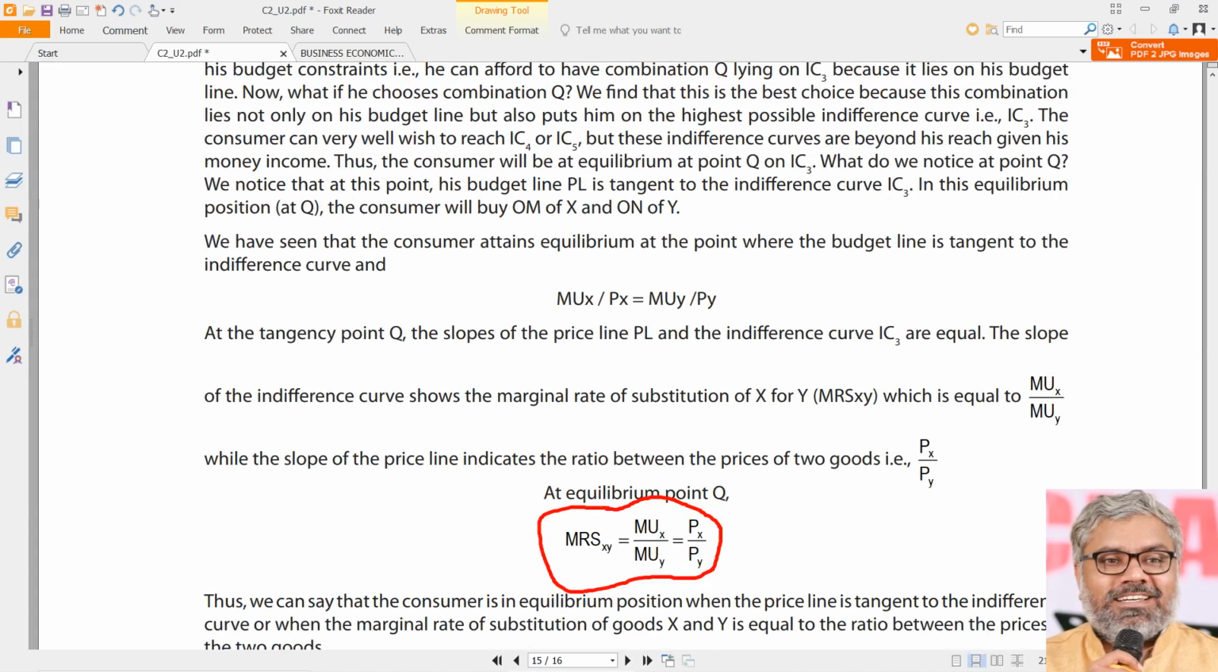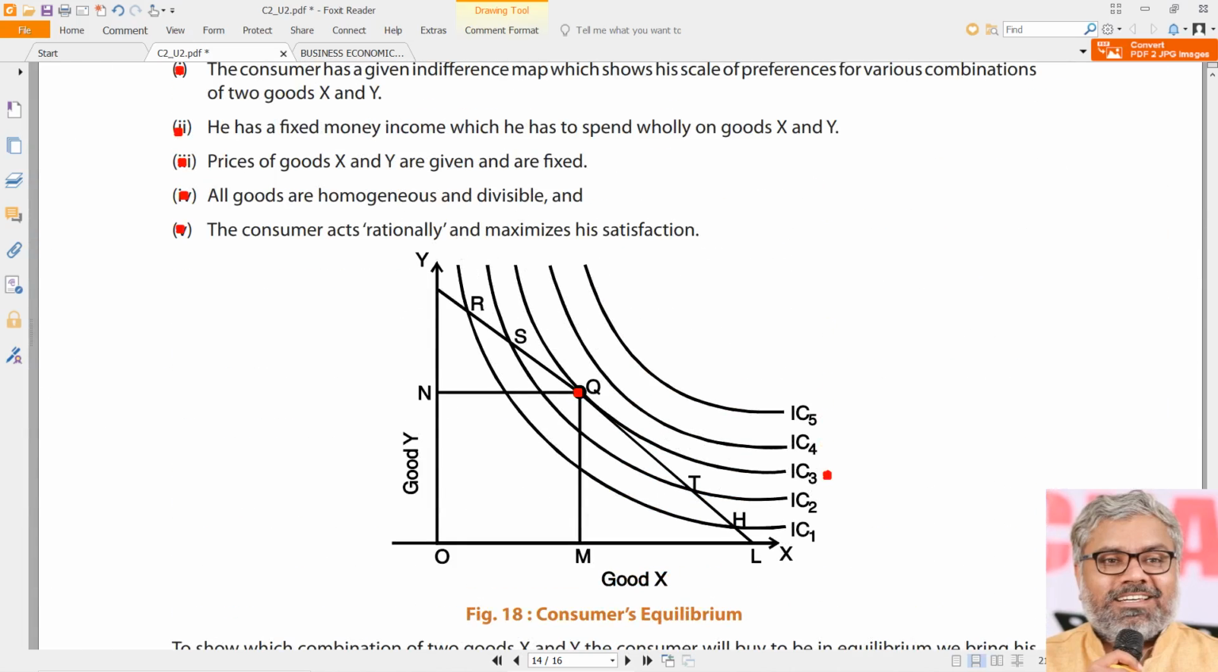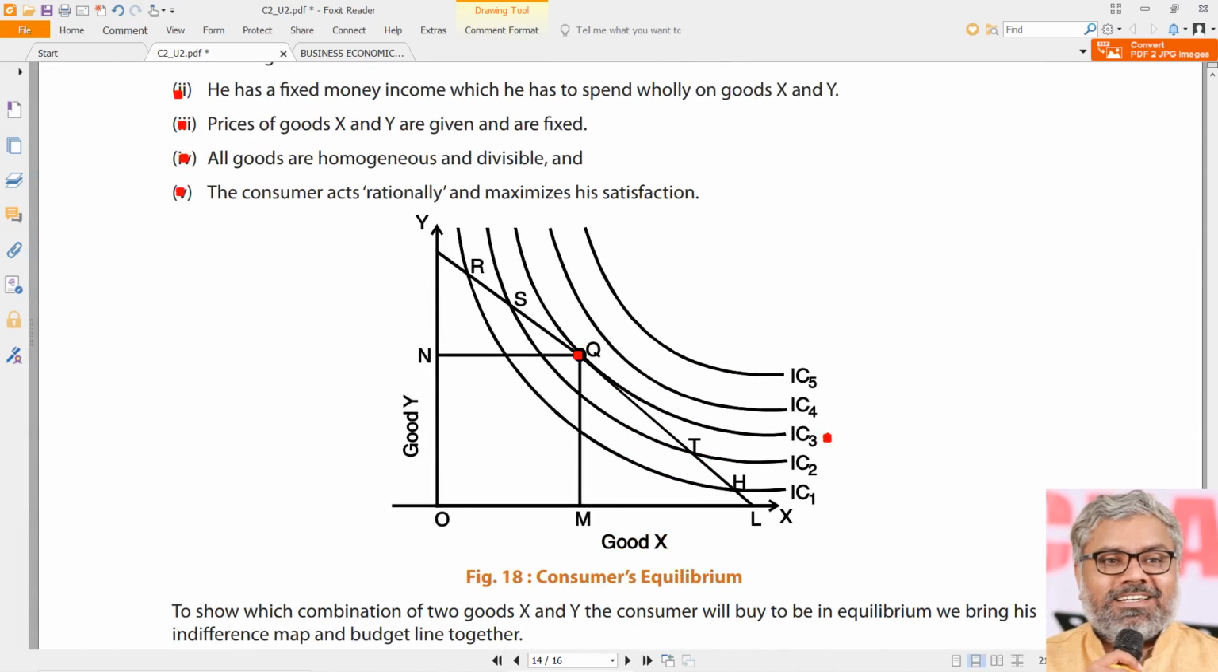That means the slope of the price line and the slope of indifference curve IC3, not all indifference curves. There are many indifference curves here. There will not be many price lines. There will be only one price line. Indifference curves can be many. So, which indifference curve is the price line touching? It is touching IC3. That is where the equilibrium point for a consumer will be generated.